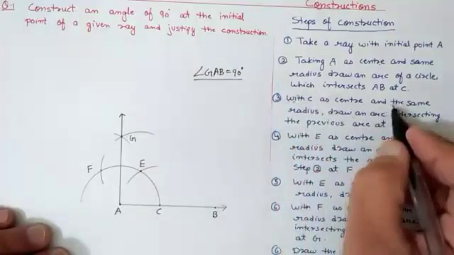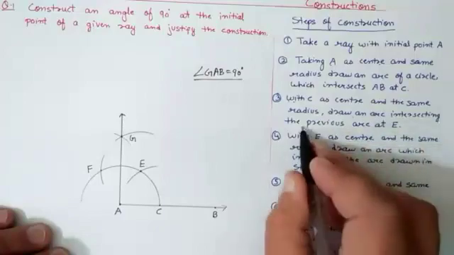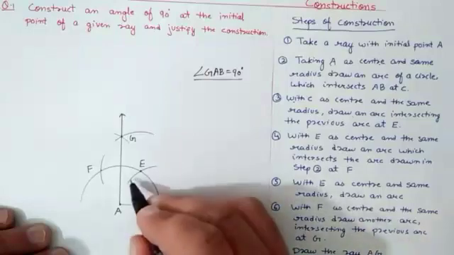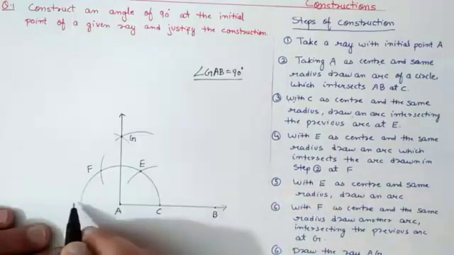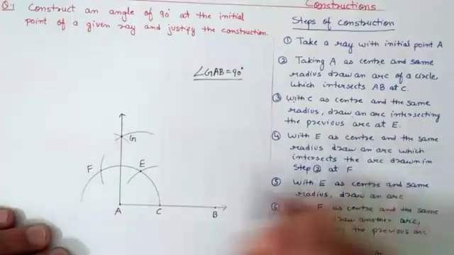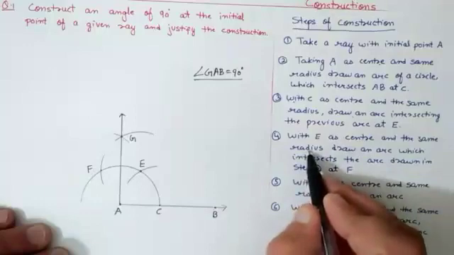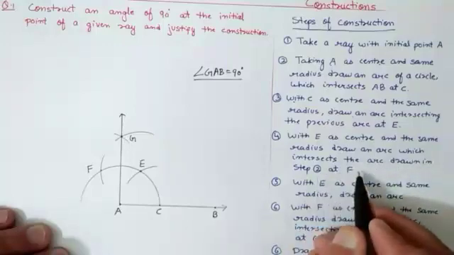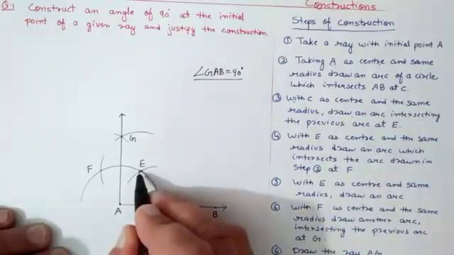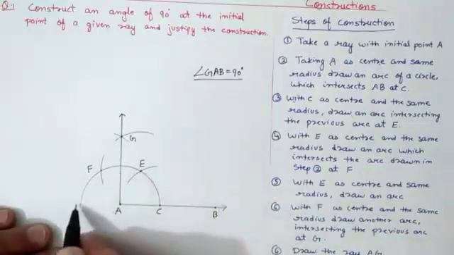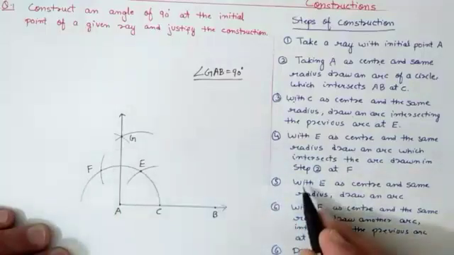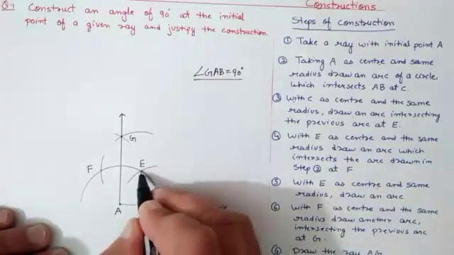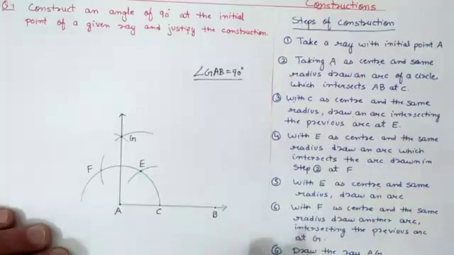With C as the center and some radius, draw an arc intersecting the previous arc at E. So from C we will get one more arc that intersects the previous arc, and we name that point E. After that, keeping E as the center with the same radius, draw an arc intersecting the arc drawn in step 2 at F. So we get the next arc at F. With E as the center and the same radius, draw this small arc.